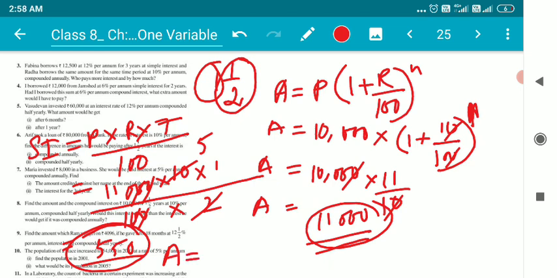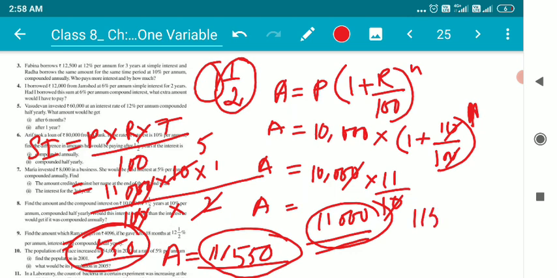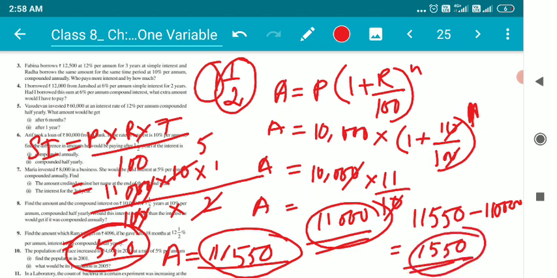total amount is 11,550 rupees. Okay children, so the interest to be paid how much? 11,550 minus 10,000 will be how much? It will be 1,550 rupees to be paid.